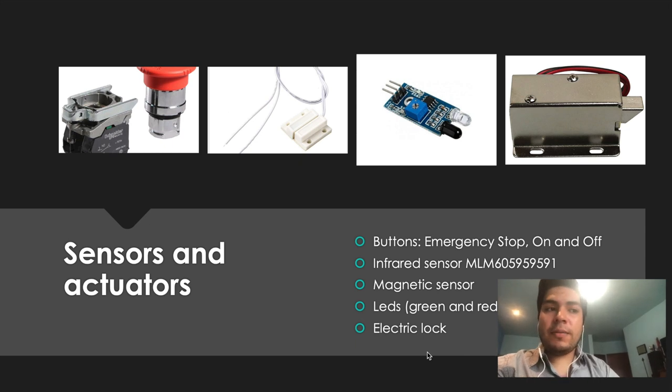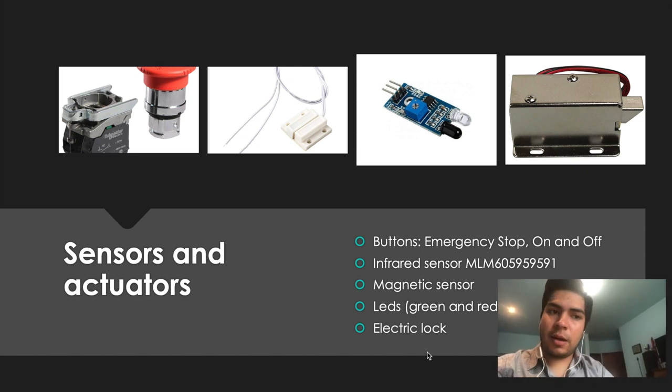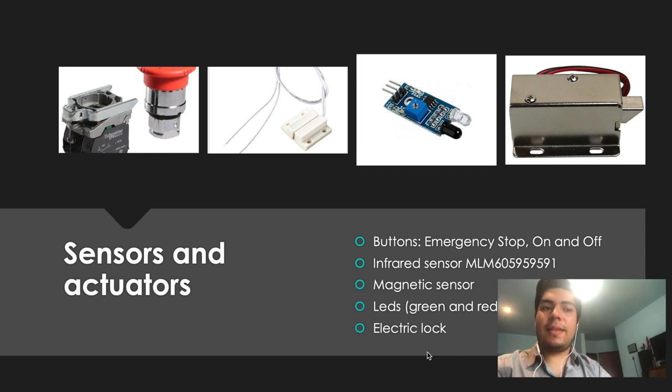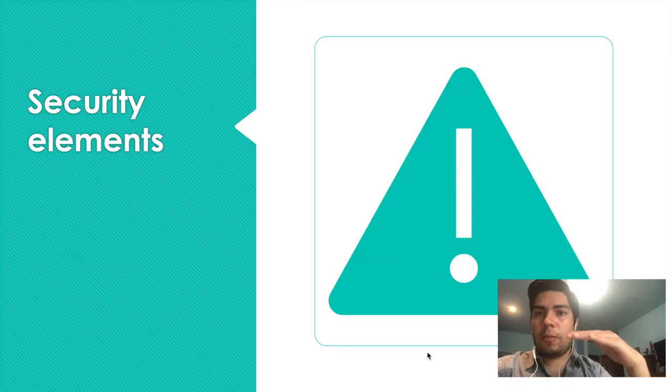What kind of sensors and actuators are we going to use? First, we have some buttons: the emergency stop, the on and off. Then we have an infrared sensor. Here you can see the model. The magnetic sensor, the LEDs, and an electric lock, which is going to lock the top.